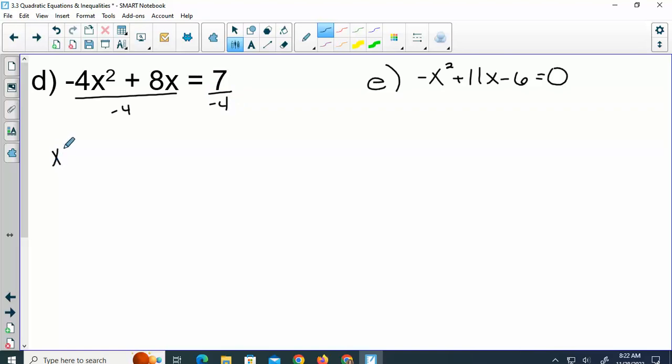So we get x squared minus 2x equals negative 7 over 4. Since the constant's already on this side, we're ready to make our perfect square. So think about our pattern. It's always half of the middle term squared. So negative 2 divided by 2 is negative 1. Negative 1 squared is positive 1.